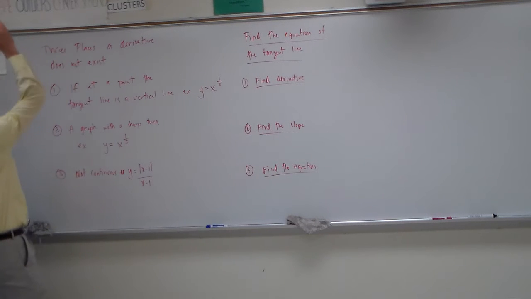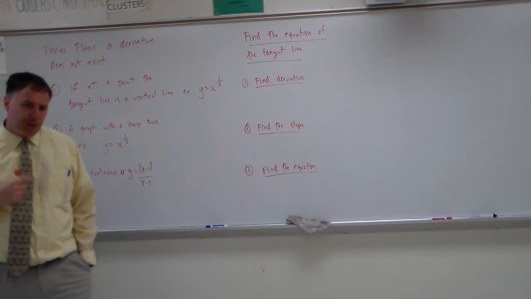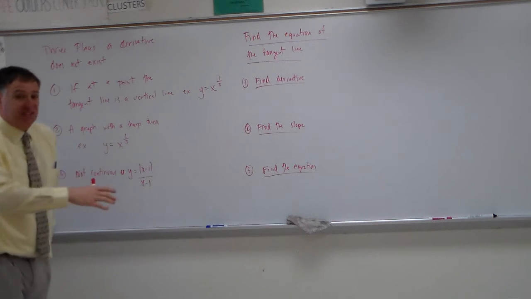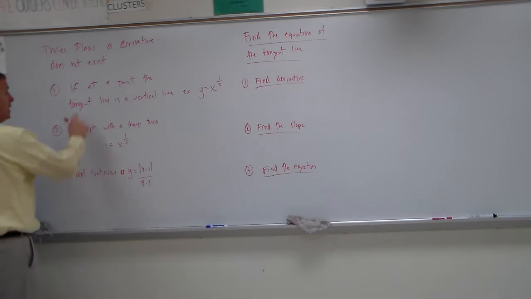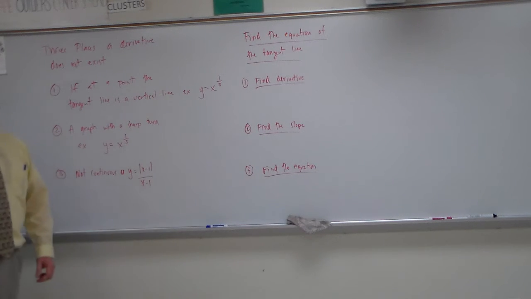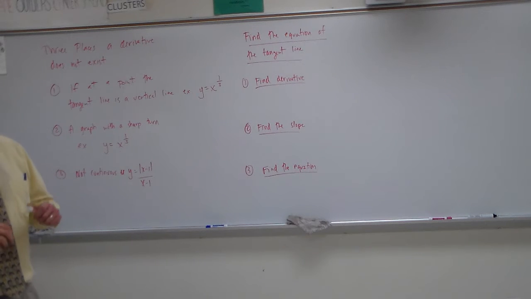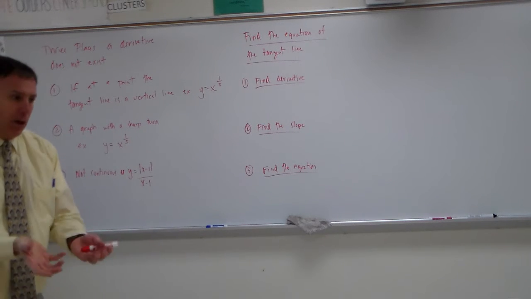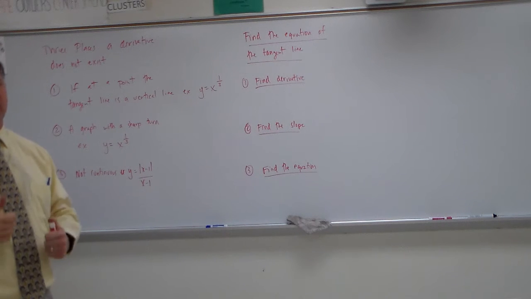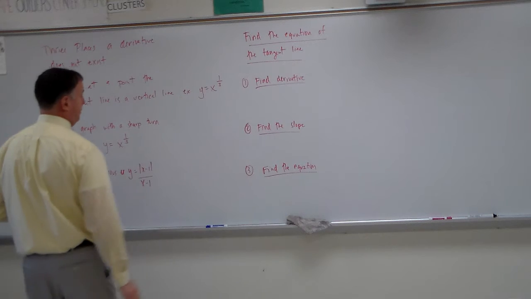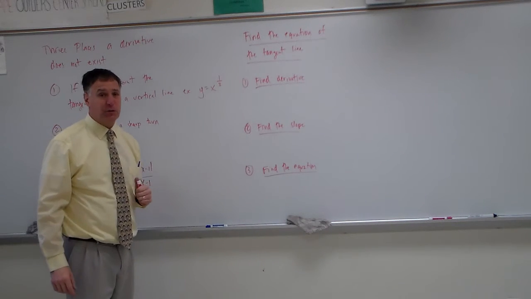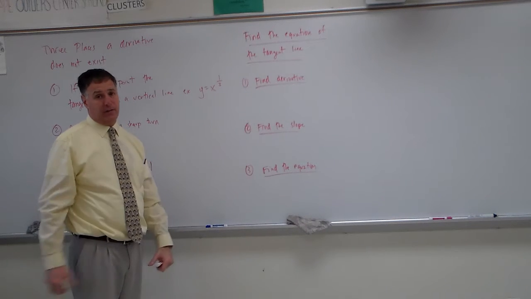So, here's three situations where the derivative does not exist. One, if at a point the tangent line is a vertical line. So if you find the equation of a tangent line and it's a vertical line, the derivative does not exist there. This is an example: y equals x to the 1/3. We're not going to do these until section 2.2, actually finding the derivatives.